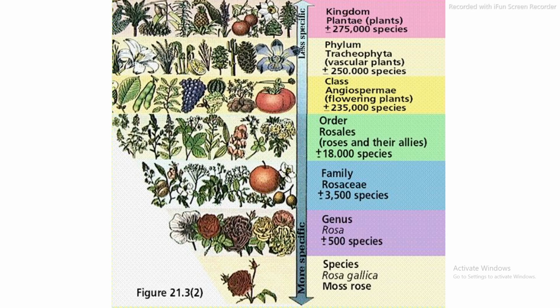Kingdom Plantae, which includes more than 275,000 species. The phylum is Tracheophyta, vascular plants. More than 250,000 species are included in it. Class is Angiospermae, flowering plants, which includes about 235,000 species. Order Rosales, roses and their allies, which includes more than 18,000 species. Family Rosaceae, which includes about 3,500 species. Genus is Rosa, which includes more than 500 species. Species is Rosa gallica, which is also called the moss rose.